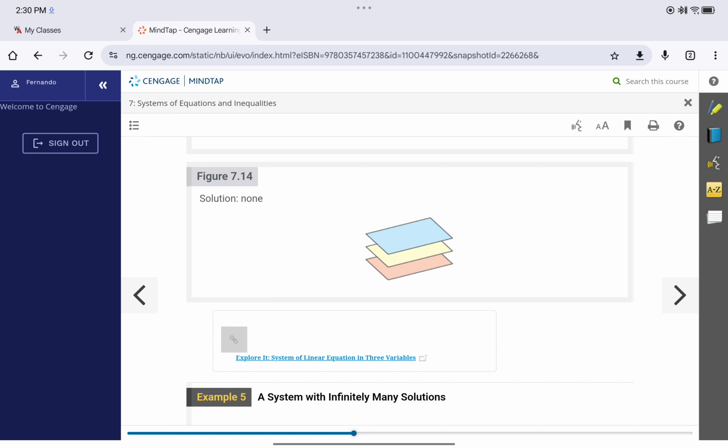And then we can even see the last one down here. These are all parallel. So they don't touch at all. So again, no solution.